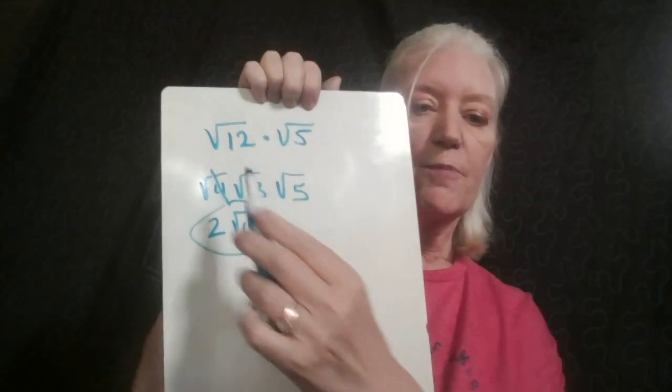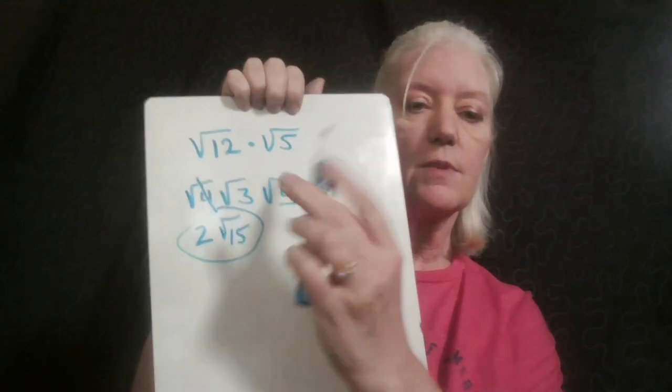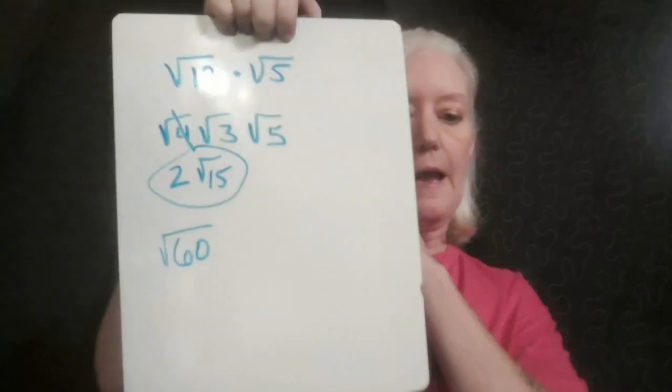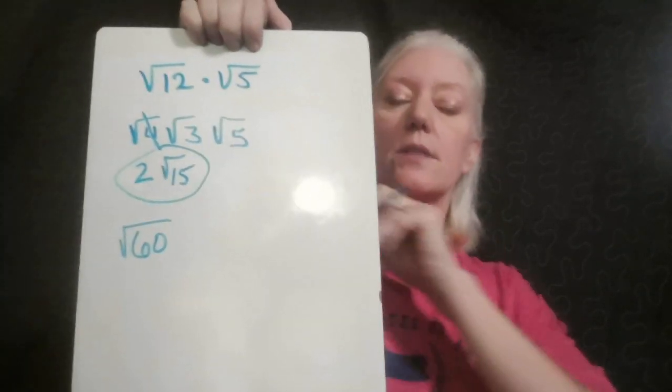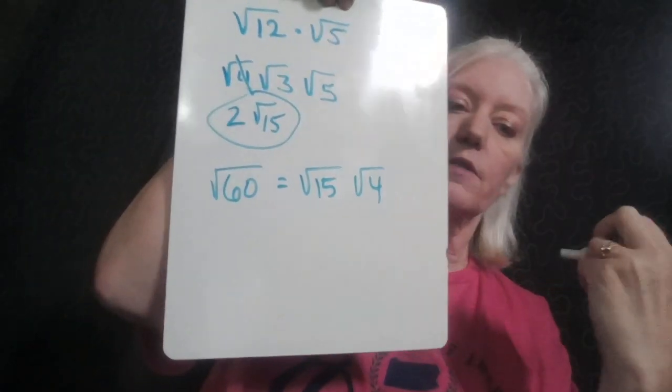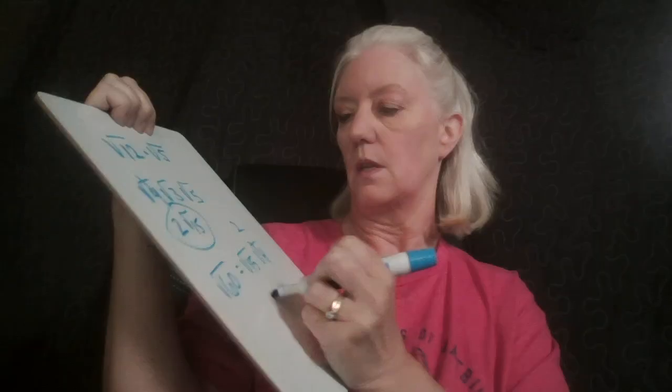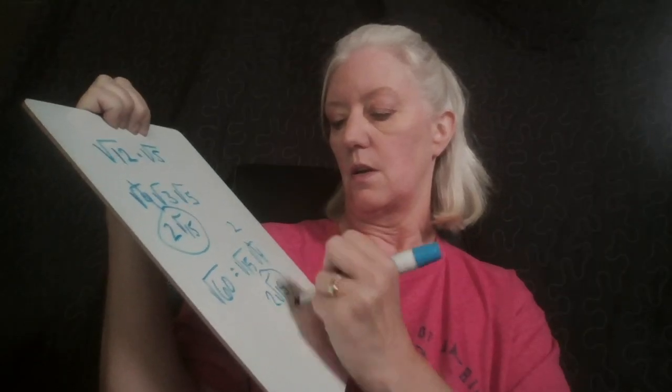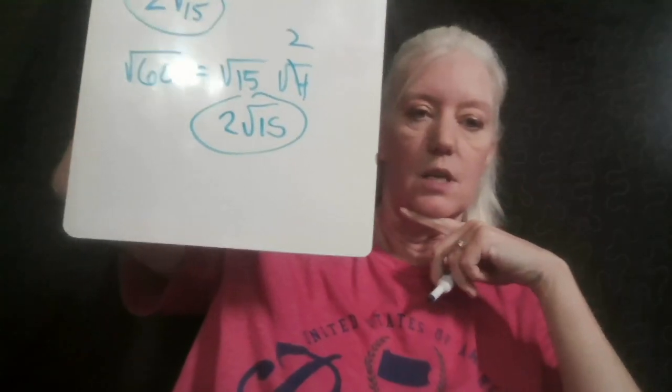I also could have put these together. 12 times 5 is 60. And then if you recognize that 60 is 15 times 4, then you could do 15 times 4. And then square root of 4 is 2. Voila, same answer.